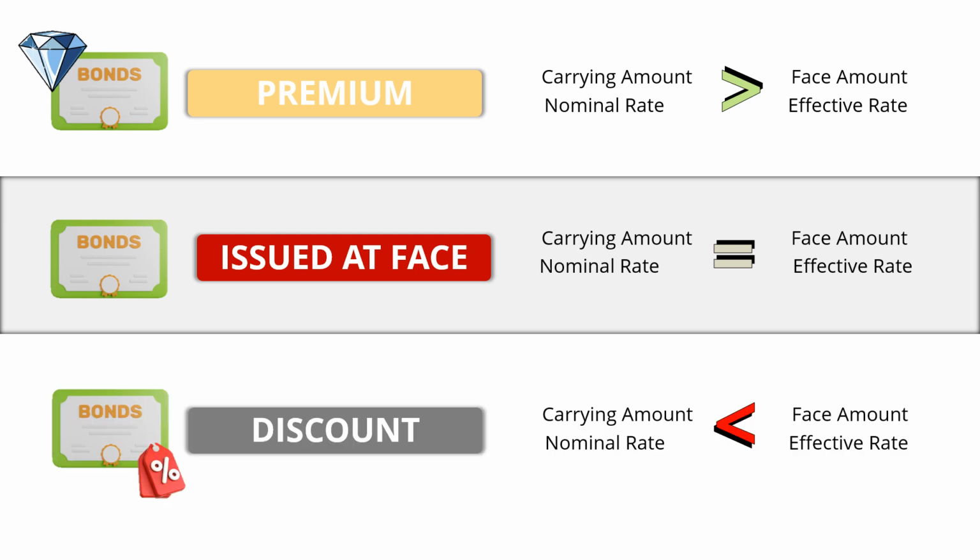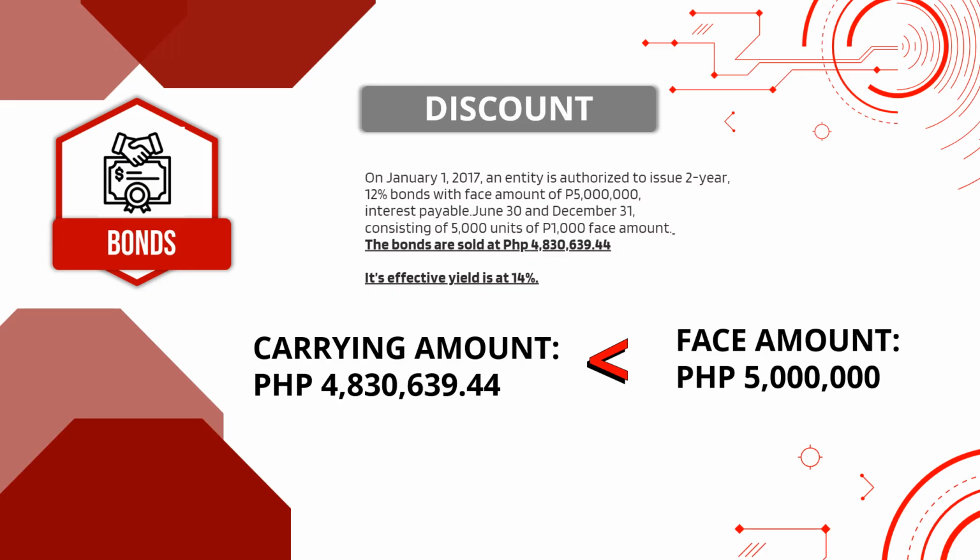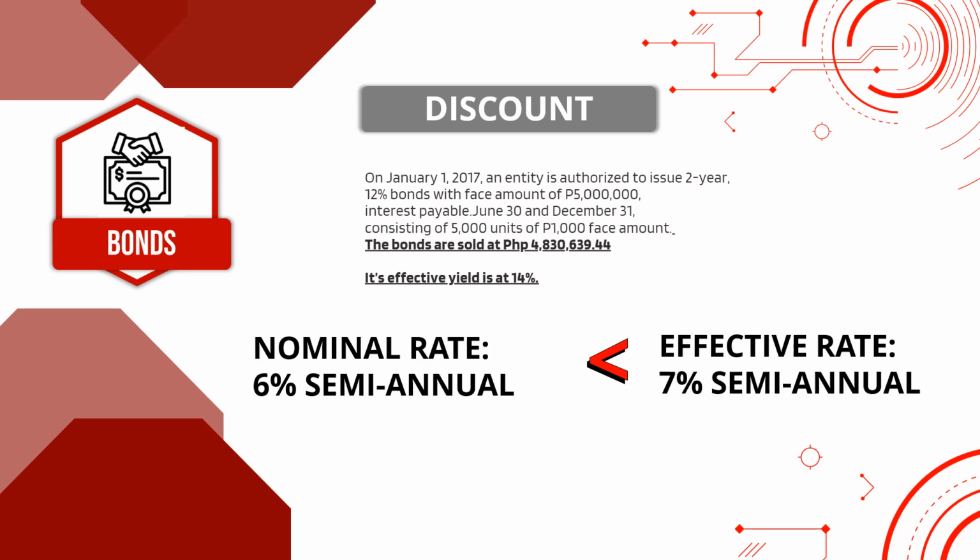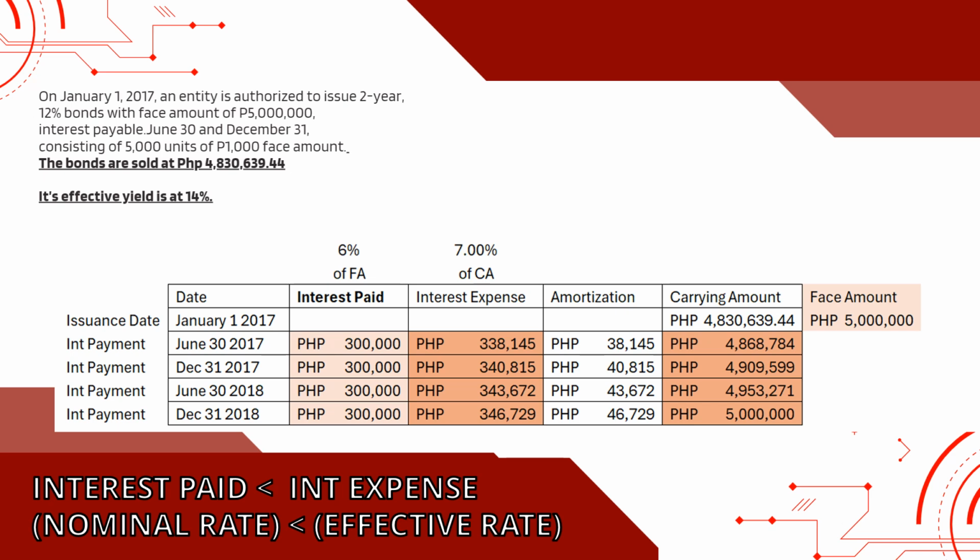So lastly, we will now look at the discount, right? So discount, sinabi na dito yung issue price is less than your face amount. And the reason why is because your nominal rate of 6% semi-annual is less than your effective rate of 7% semi-annual. So let's make the table, right? How do we create this table, right?